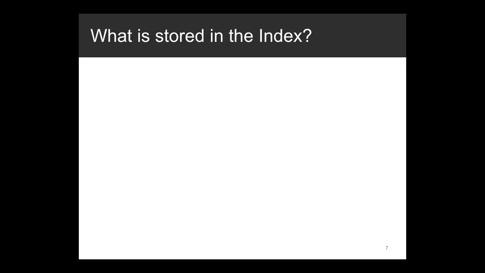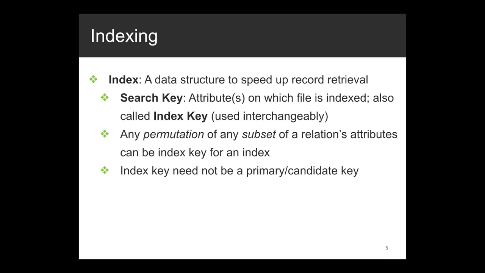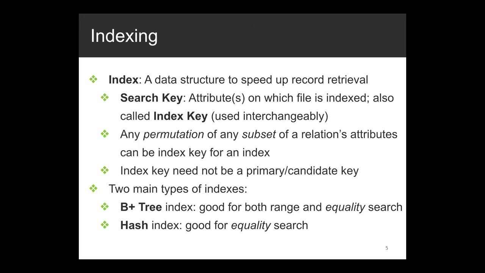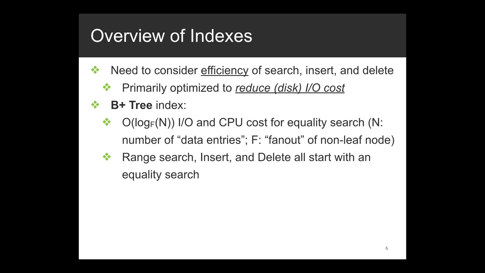So let's go over here. Overview of indexes. So there are two main types of indexes, I said, right? So the search key is the attribute on which the file is indexed, and then it's also called the index key. So you can use them interchangeably. And the B plus tree index is good for both range and equality search. The primary consideration for designing these indexes is efficiency. Efficiency of search, insertion, and deletion operations.